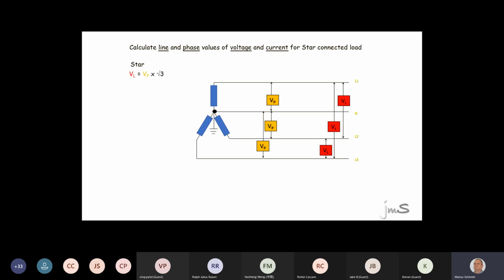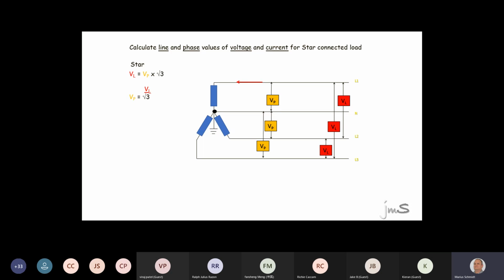Right. Now guys, do you agree that V line, the 400, will be 230 times root 3, or V phase times root 3? Now V phase will be V line divided by root 3. Now that formula you don't need to learn. It is on a formula sheet.